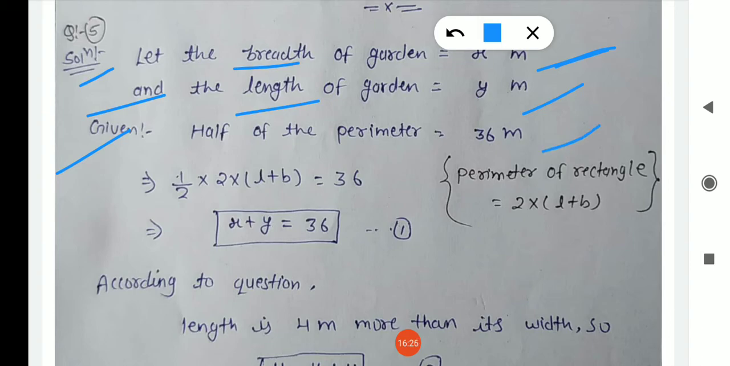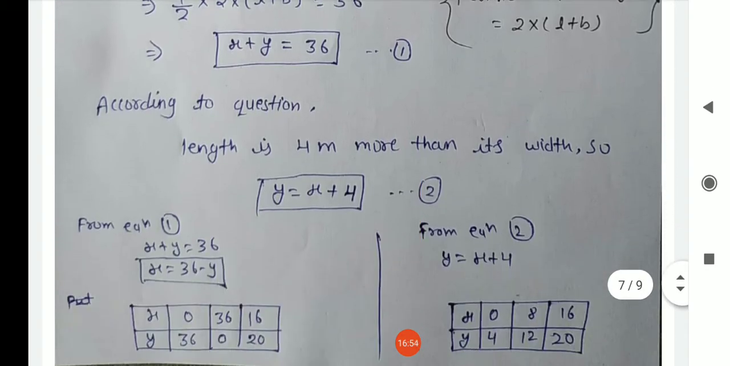So we know that perimeter of rectangle is what? Formula 2 into length plus width. Okay, so 2 into length plus width and perimeter is half, so we multiply by half. Equal 36, so 2 and 2 cancel, and length we consider y and breadth x, so x plus y equal 36. So this is our first equation.